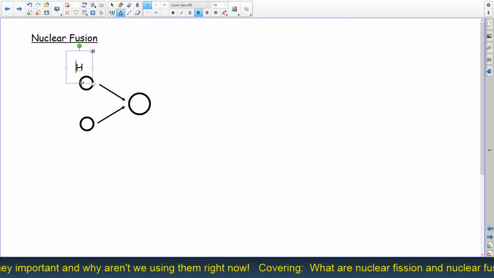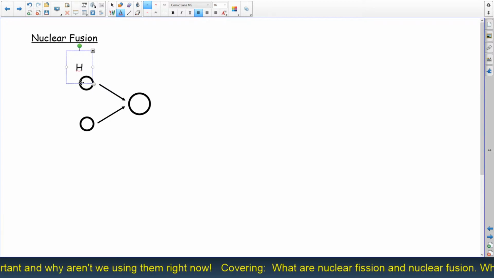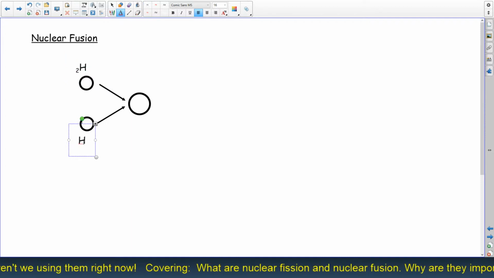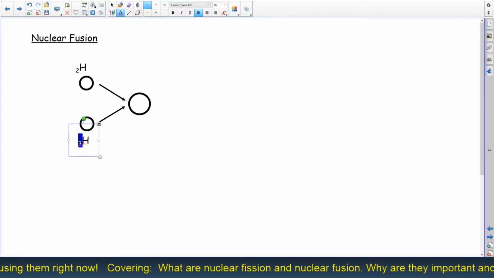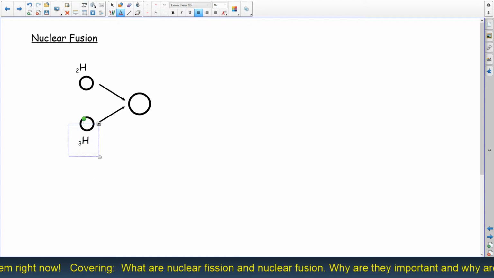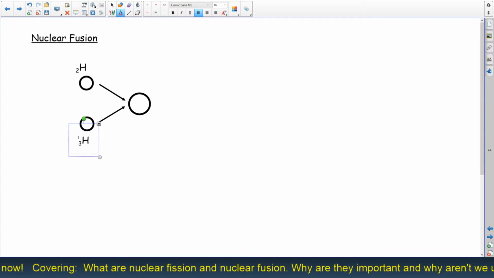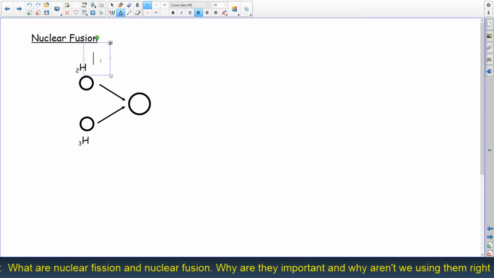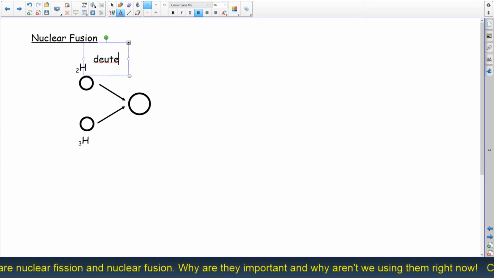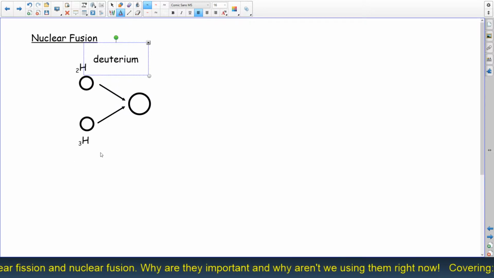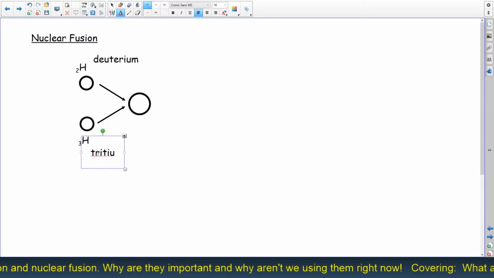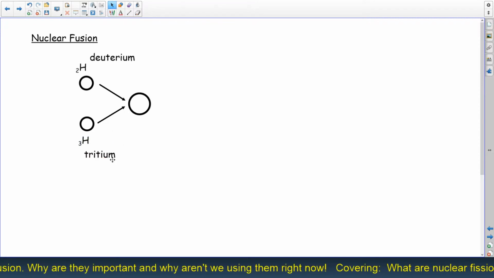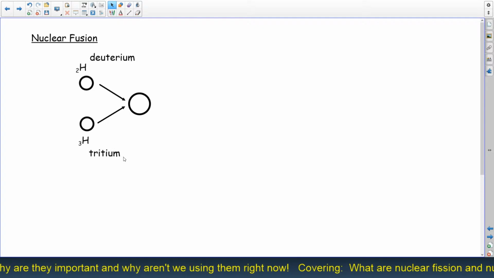And in fact, we're almost looking at hydrogen 2 and hydrogen 3, which are isotopes of hydrogen. This is 1 proton, 1 neutron. This is 1 proton, 2 neutrons. These are called deuterium and tritium, which are the second and third smallest nuclei you can get. The smallest being just hydrogen, which is a pure proton.